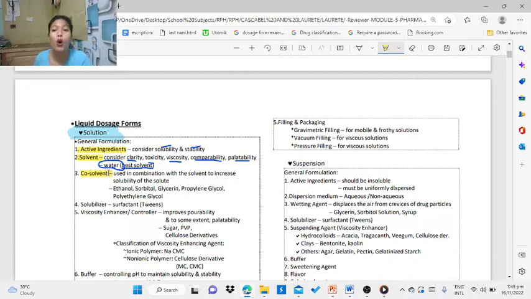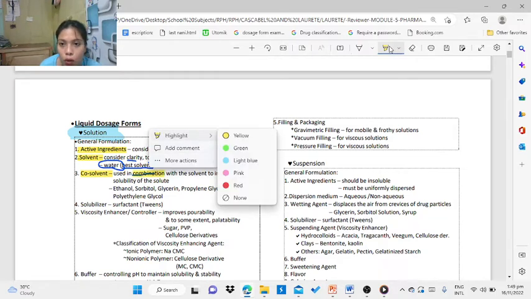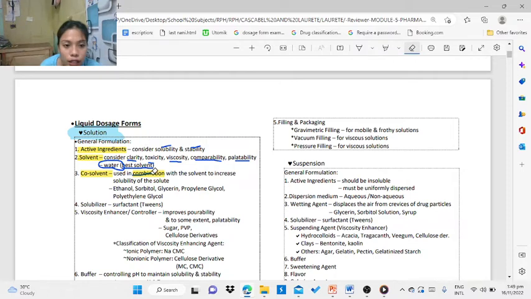We also have the co-solvent. So, co-solvent, this is used to increase solubility. So, what is the purpose of co-solvent? It is to help the water. This is to increase the quality of the solution.